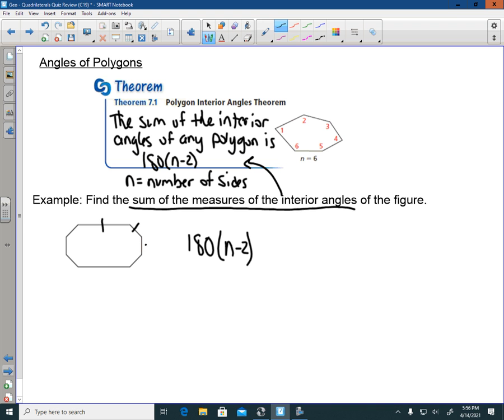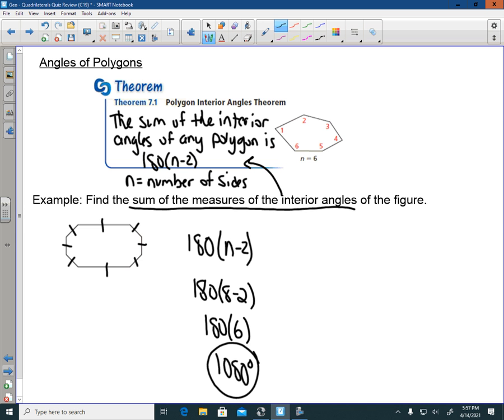There's 1, 2, 3, 4, 5, 6, 7, 8. So we're going to put an 8 in for n, and we have 180 times 8 minus 2. Then 8 minus 2 is 6, and so we have 180 times 6. The final step is to multiply 180 times 6, and we get 1080. We know the sum of the interior angles of this octagon is 1080 degrees, and that is how you use the polygon interior angles theorem.